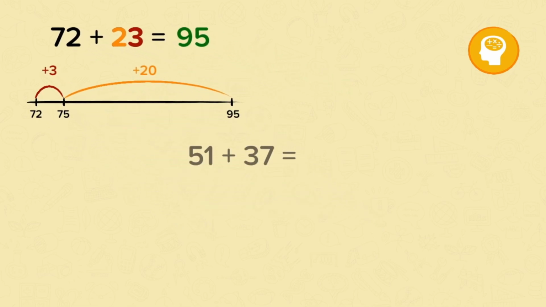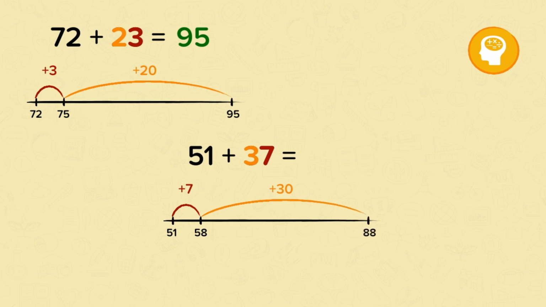This time 51 add 37. So we partition the 37 into 30 and 7. First we add the 7, so 51 add 7 is 58. And then we add the 30. 58 add 30 is 88. So the answer is 88.